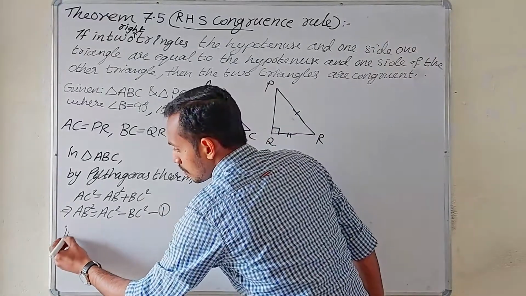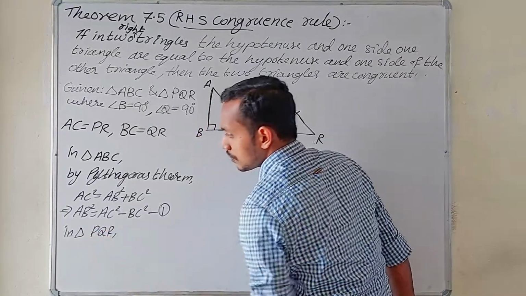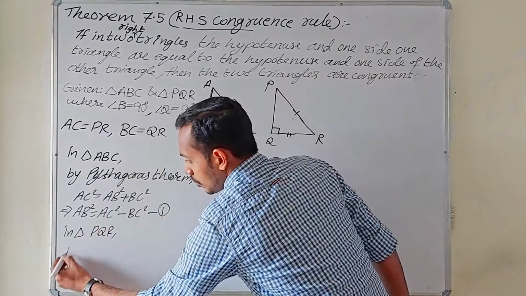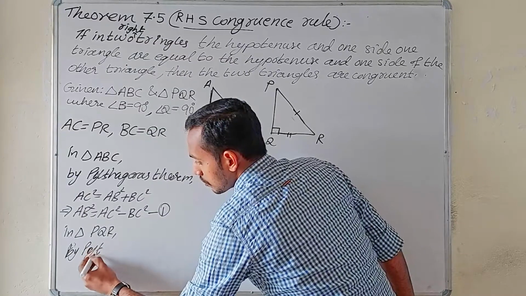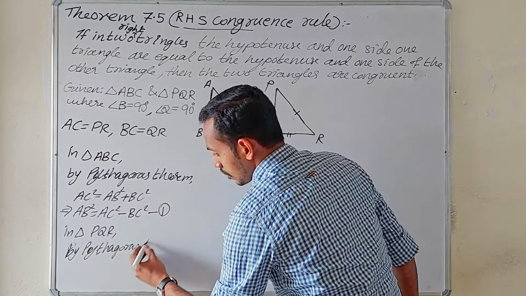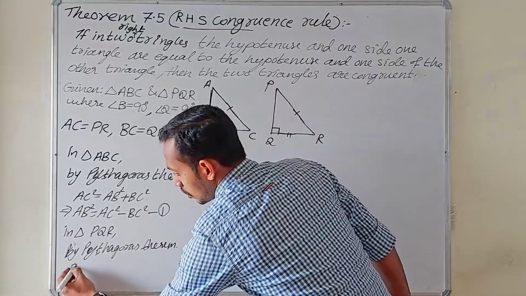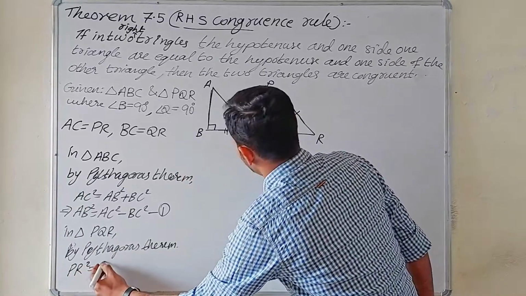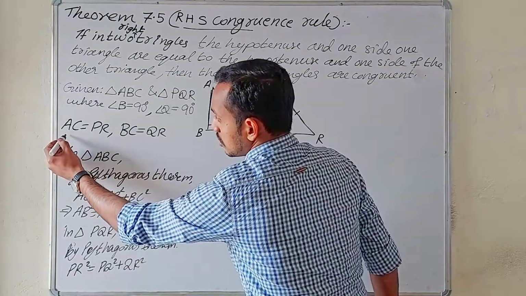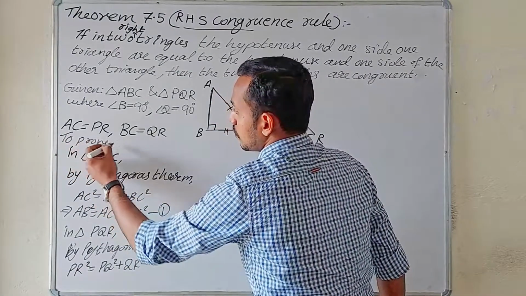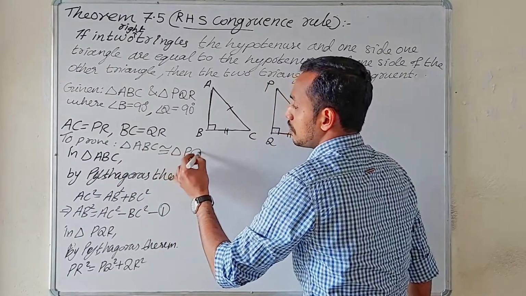Also in triangle PQR, by Pythagoras theorem, PR square is equal to PQ square plus QR square. We forgot to write the aim, that is to prove triangle ABC is congruent to triangle PQR.